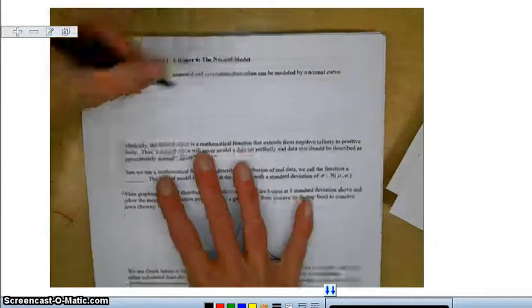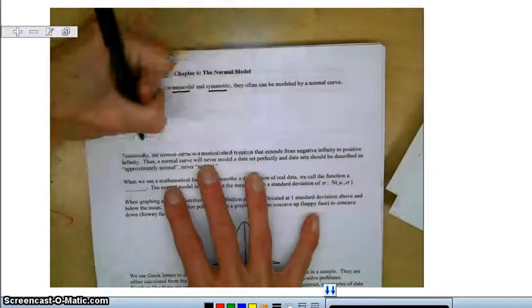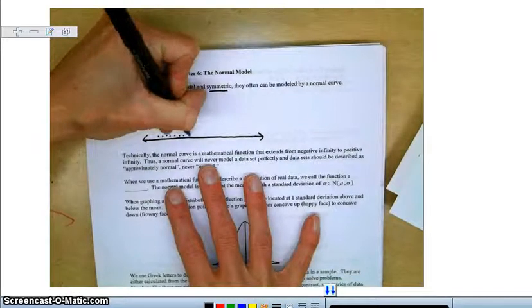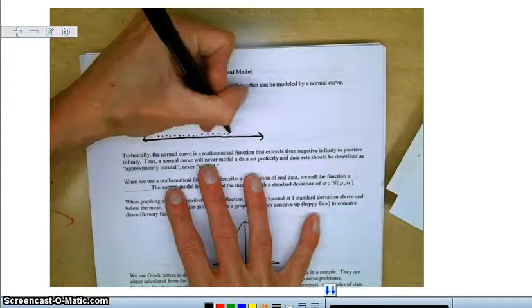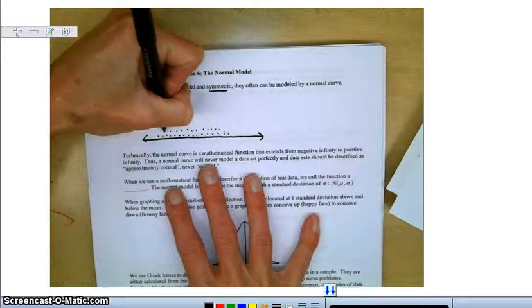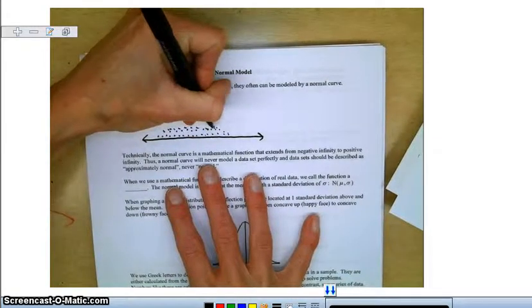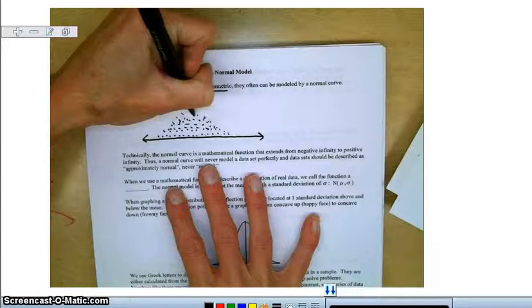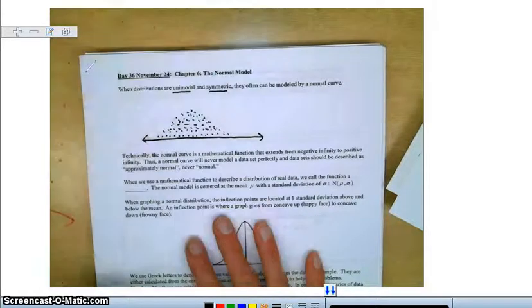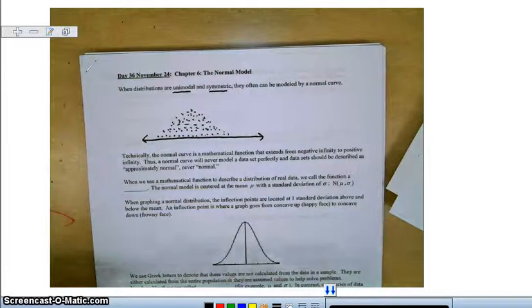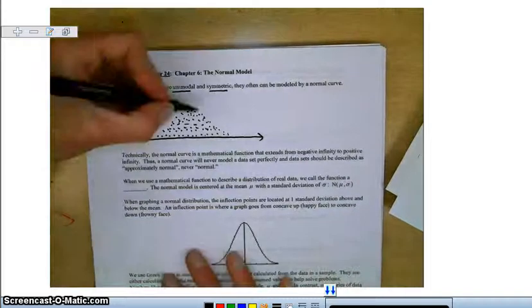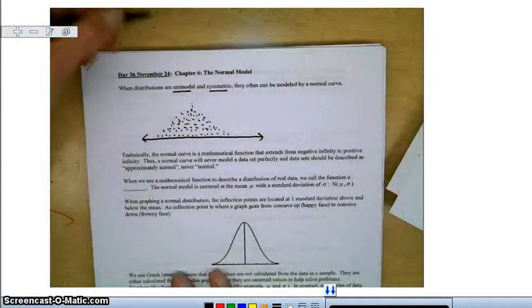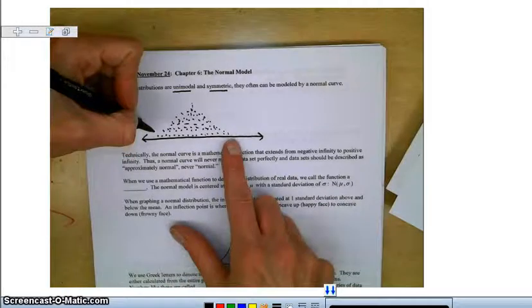So when distributions are unimodal and symmetric, here's an example of a dot plot that would be unimodal and symmetric. Basically, a unimodal and symmetric dot plot is one that looks kind of like a mountain, a hill. Mine's kind of just crazy everywhere. It would be nice and straight, but it's kind of mound-shaped, unimodal and symmetric. Usually the highest point is somewhere in the middle. It might be slightly off to the side, and then you've got lower things on each end.